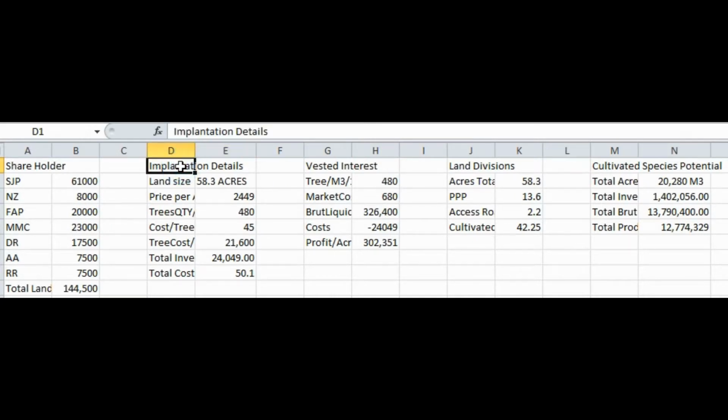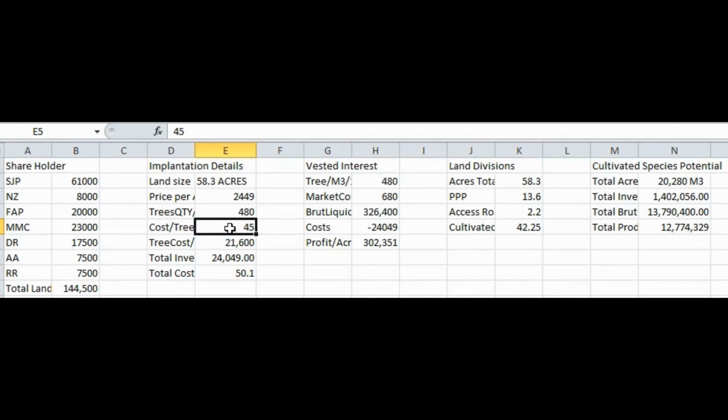Now the implantation details. We have a land size of 58.3 acres. Price per acre that we have invested up till now, $2,449. And that is basically this number divided by this number. The number of trees that we can plant on the plantation per available acre is 480, and the cost per tree is projected to be around $45.